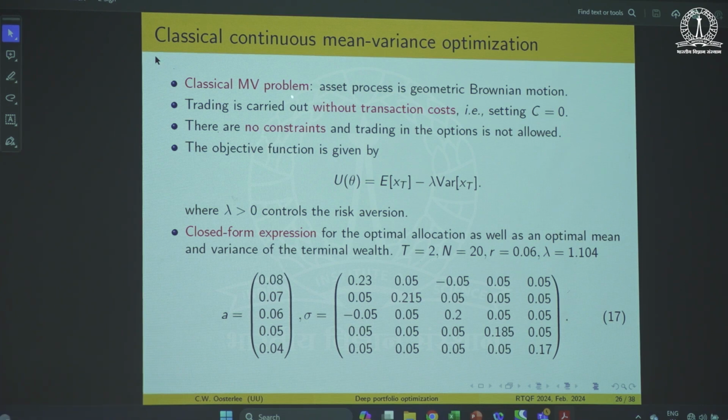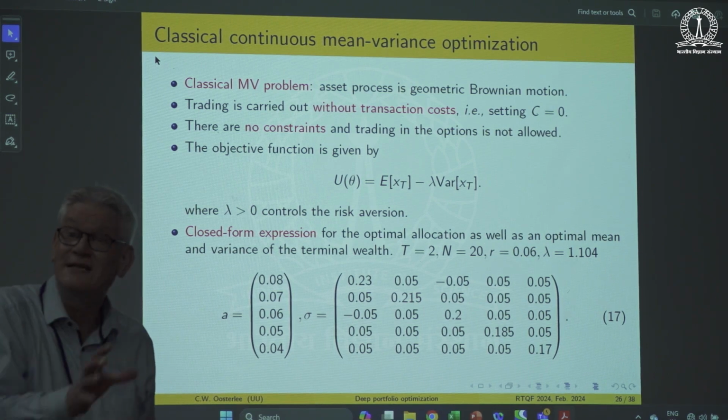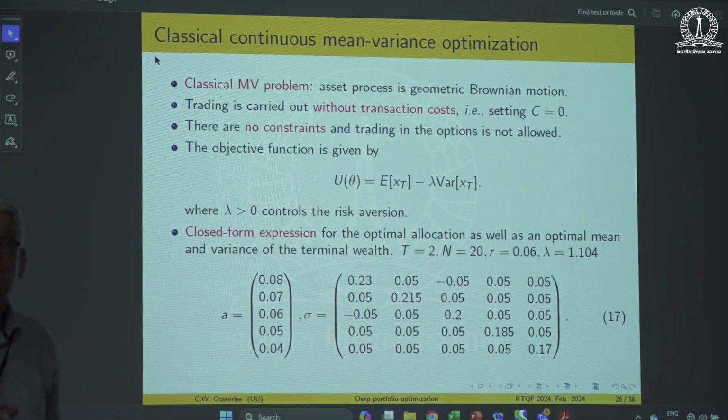This is classical mean variance. The asset process is for now geometric Brownian motion, no jumps, no trading cost, no transaction cost, no constraints, because then we have an analytic solution. So let's see how well this optimization with neural network works as compared to the analytic solution.